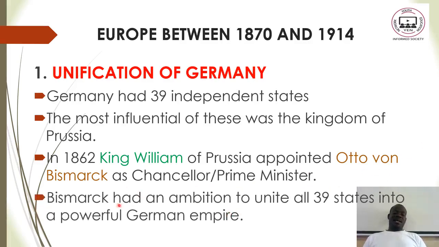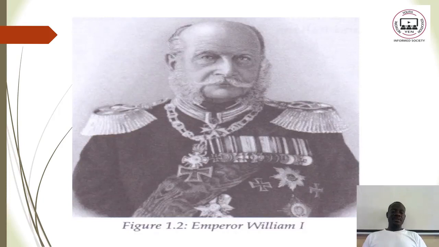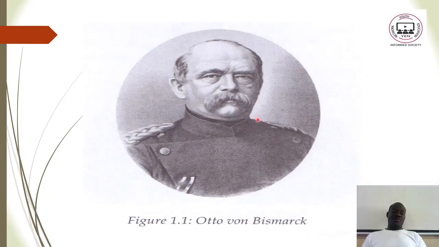So Bismarck, he had an ambition. He had that ambition to unite all the 39 states into a powerful German empire. So you can see the ambition of Bismarck as the prime minister appointed by King William was to unite all the 39 states there. This is the picture of King William, and Otto von Bismarck, this is his picture, the people we are talking about.